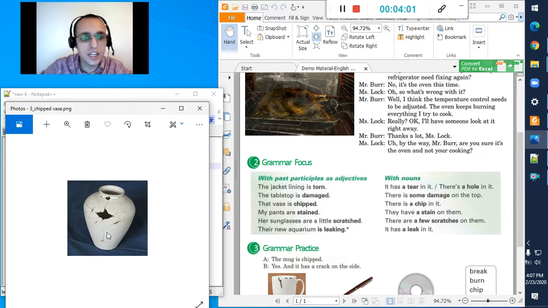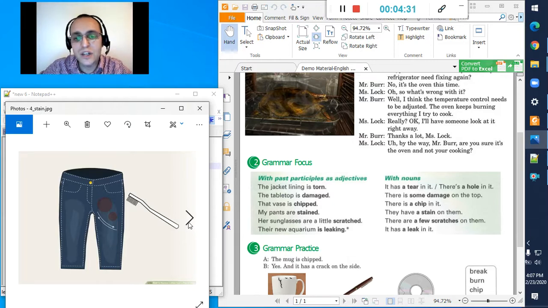Okay, can you see the vase? Okay, can you see the picture? Exactly, it's a broken vase there. So a fragment fell from the vase. So a chip, what is a chip? Exactly, a fragment or a small part that fell from a larger object. Very well. Next one.